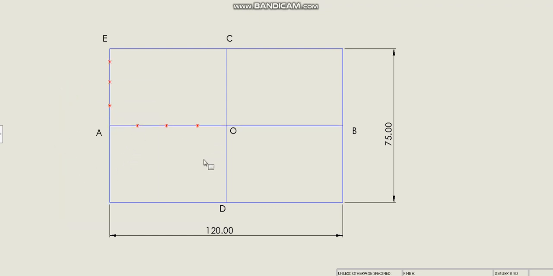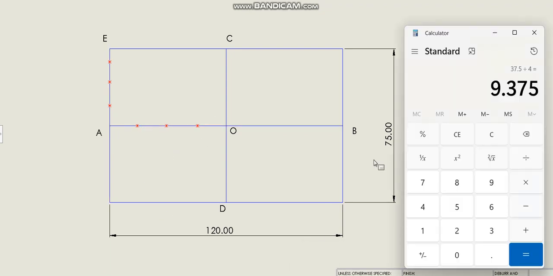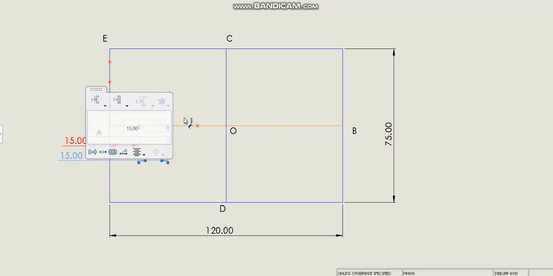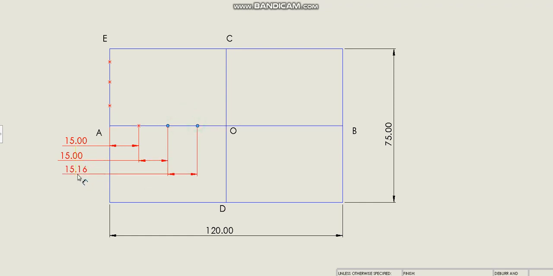Now these points should have the same spacing, should be equispaced. For that, I know this length AB is 120 mm, so AO should be half of it, which is 60. Then this 60 will be divided into 4 equal parts. 60 divided by 4 comes to 15. So the first point from A is at 15 and all the points have equal spacing of 15 mm. Now all these points are equispaced.